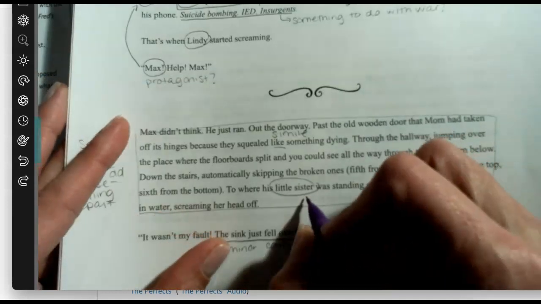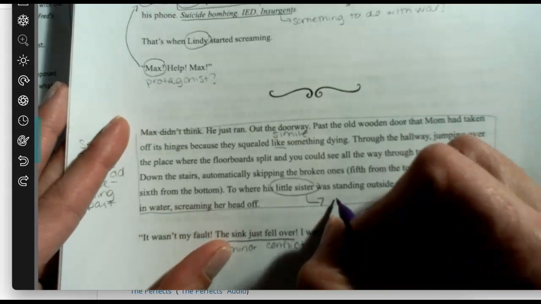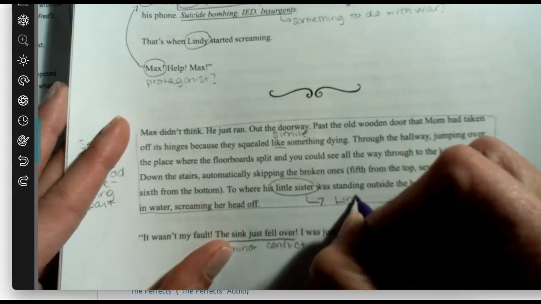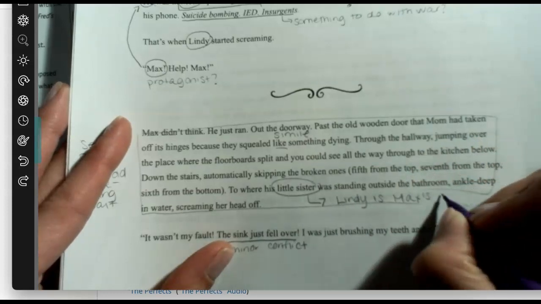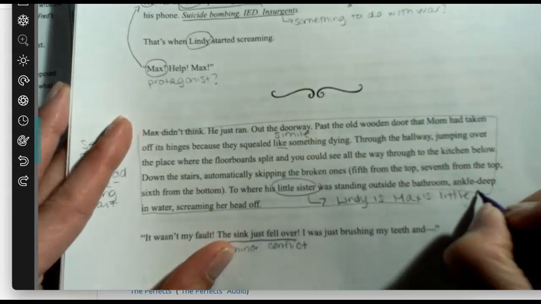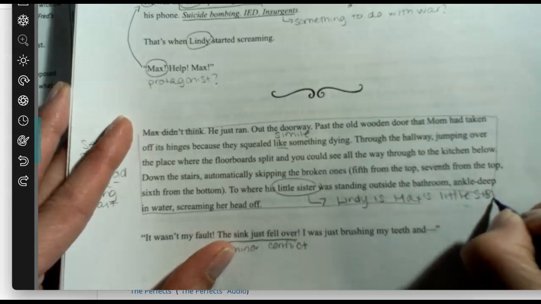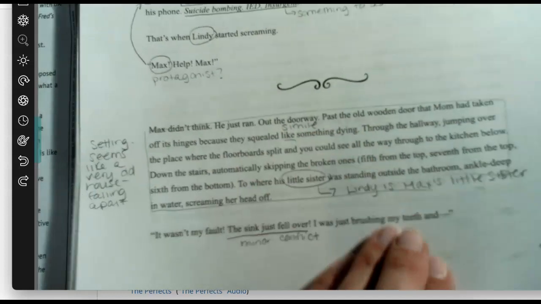Oh, there was something I also circled here that I didn't say, but we learned that Lindy is Max's little sister. So Max is the big brother. Okay. All right, let's go to the next page here. Just read a little bit more.